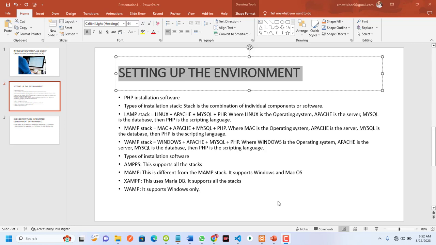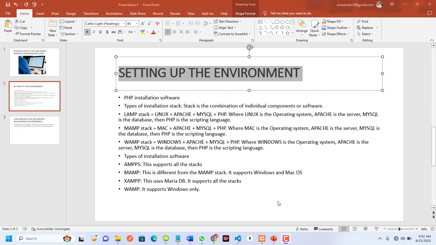So let's look at the types of installation software. We've talked about the stack, so let's talk about the software. We have numerous installation software for PHP. We have the AMPPS. The AMPPS supports all the stacks, and when we say stack, we talk about the LAMP, the MAMP, the WAMP. Then MAMP, the installation software, is different from the MAMP stack. It supports Windows and Mac operating systems.